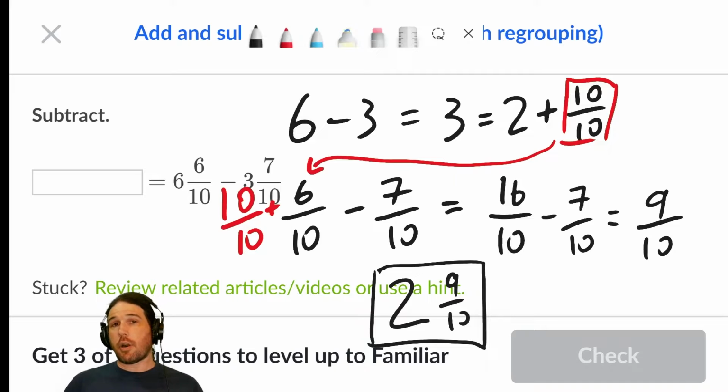Nothing mysterious or arcane about this. It uses the same rules that we've been using this whole time. This is not anything new. The only new thing is the vocabulary. We're using tenths instead of using blocks or flowers or whatever. 2 and 9 tenths is the correct answer.